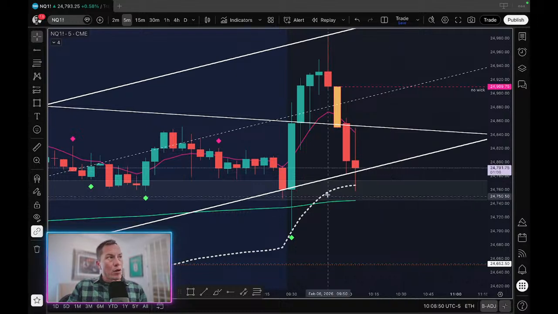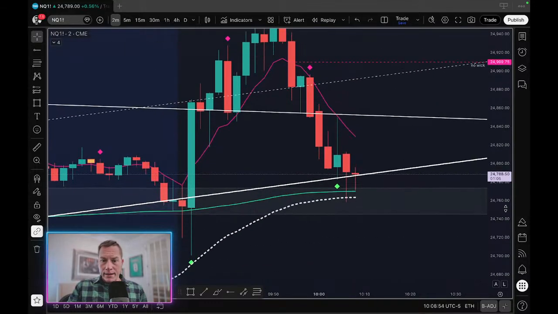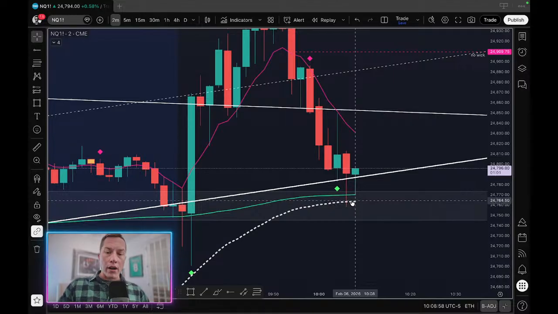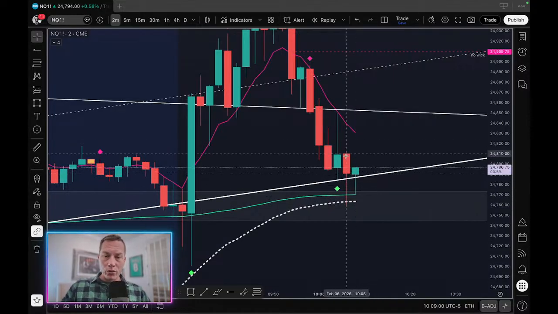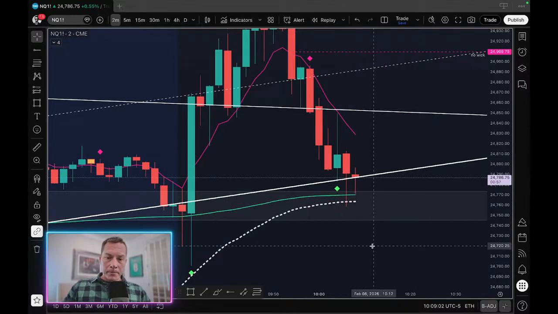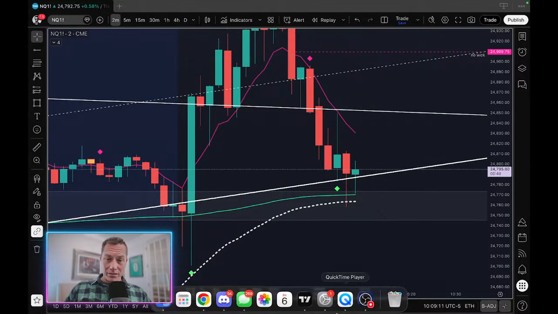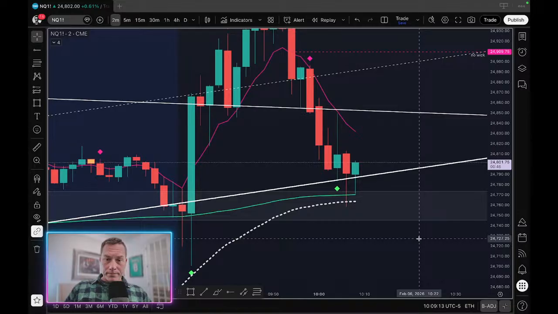Just watching this at the moment. Again, this is going to be nice support here. I'd be careful with this to the downside. If you wanted to, you could probably take some sort of long off of that VWAP, knowing you're probably going to get some sort of push back up. And we definitely got that. That's from 758 all the way back up to, man, that's 50 points. That's wild. That is wild.